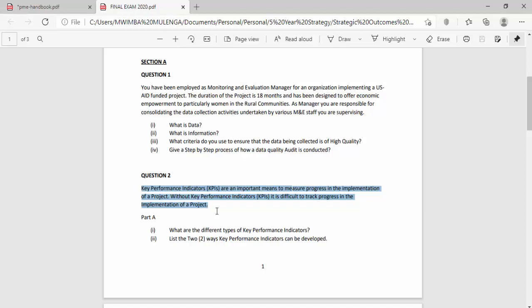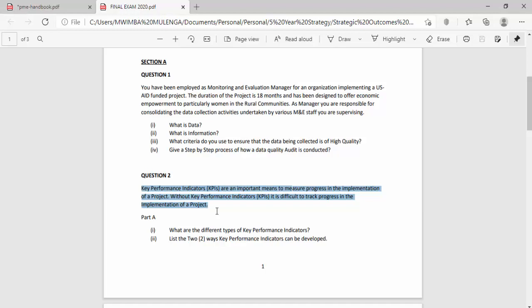You've got the impact indicators, you've got the outcome indicators, you've got the input indicators. You've also got the process indicators. These are different types of indicators, including the output indicator. So you have to list them down and explain what each of them means.